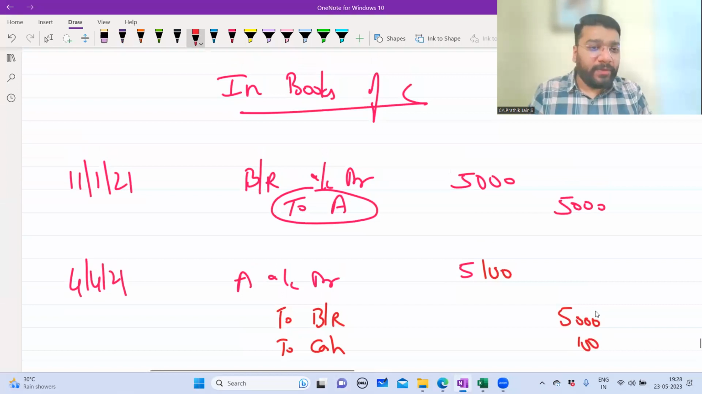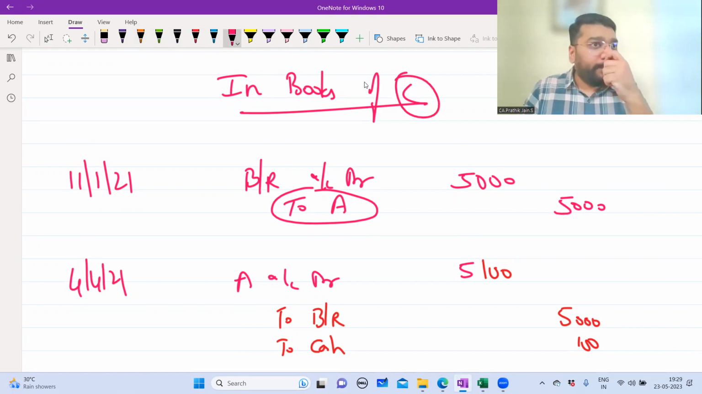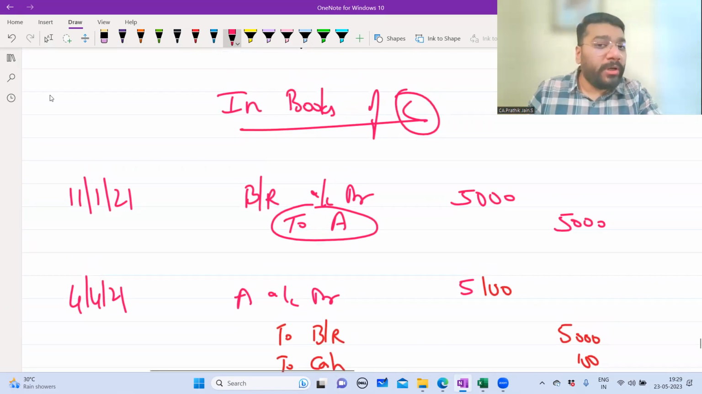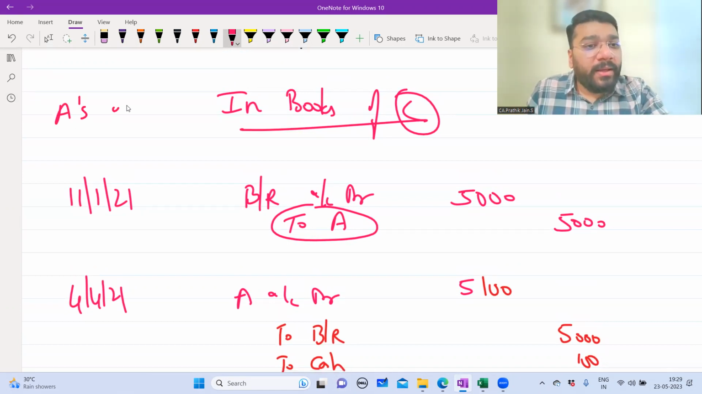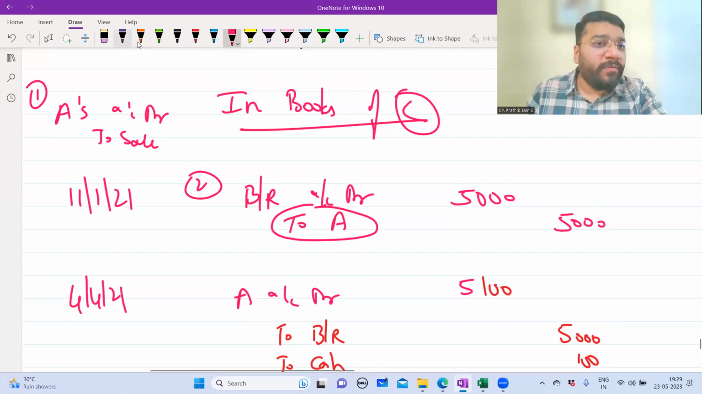So listen to me very carefully. See guys, for C, who is A? Debtor, which means C would have sold goods to A. So when the goods had been sold by C to A, what would have been the credit sale entry? A account debit to sale. This would have been the first entry. This is the second entry. So what happens is A account is getting knocked off.